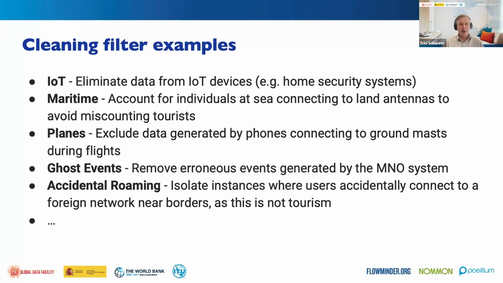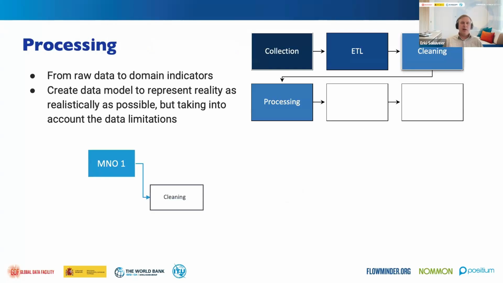Accidental roaming is something that you might have experienced yourself as well. When you're close to a foreign country, your mobile phone might switch to the other country's network, although you haven't crossed the border. This is called accidental roaming. And again, the other country might see you as an incoming tourist, but actually you haven't crossed the border. So again, an example where the data needs to be cleaned. As said, there are many other examples.